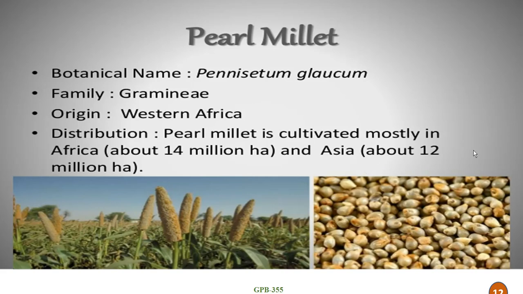Botanical name is Pennisetum glaucum. Family is Gramineae. Origin is Western Africa. And distribution: the pearl millet is cultivated mostly in Africa and in Asia also. The area is given here. The chromosome number of pearl millet is 2n = 14. So this is all about the taxonomy or introduction of pearl millet.